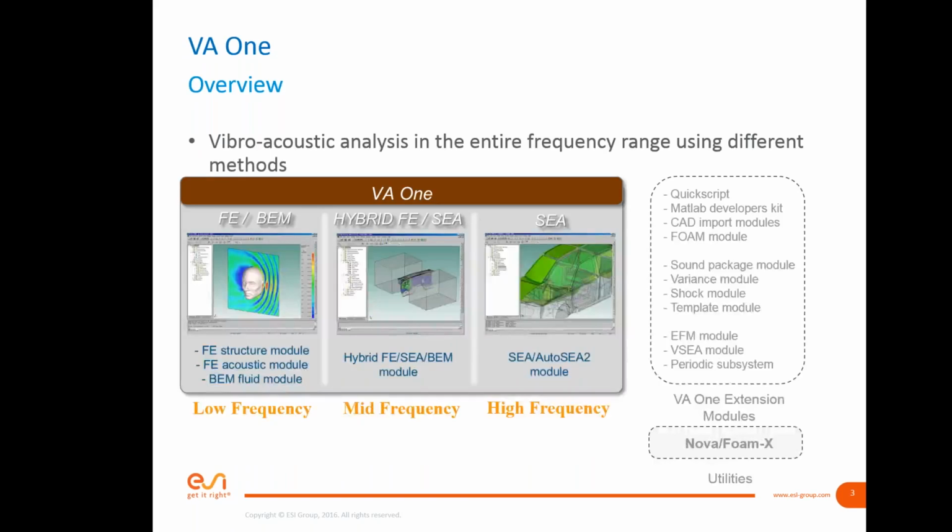To start, I will make an overview of VA One software methods. That is the software that performs the vibroacoustic analysis, and in this presentation the load will be created using the CFD data. There are different possible methods in VA One to perform the vibroacoustic analysis, depending on the frequency range and the system that we are considering.